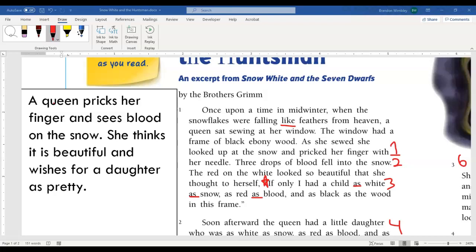Now, there are some other similes in here. What's going to help us identify a simile in this passage? Well, one of the things is going to be whenever I see like or as. That means it's going to be probably a simile. As white as snow, as red as blood, as black. So whenever I see that, there's going to be some similes going on. So what do we have here? Snowflakes were falling. So we're comparing falling snowflakes to falling feathers from heaven. So that's another simile. Let's see if we can find any more.